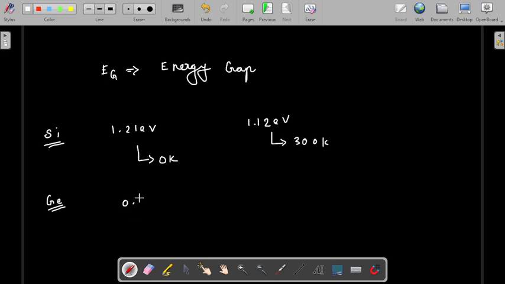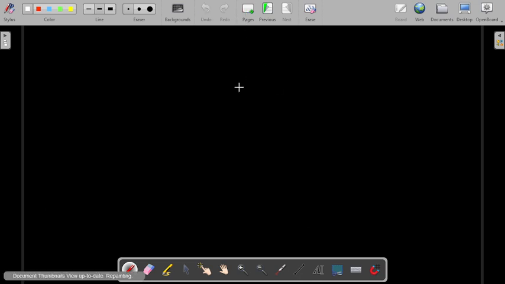In germanium, the energy gap will be 0.78 eV at 0 Kelvin. But when we consider 300 Kelvin, it will be 0.72 eV. So from this we come to a statement: is a semiconductor a positive or negative temperature coefficient material?